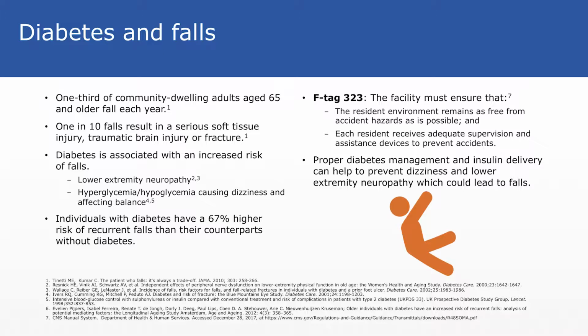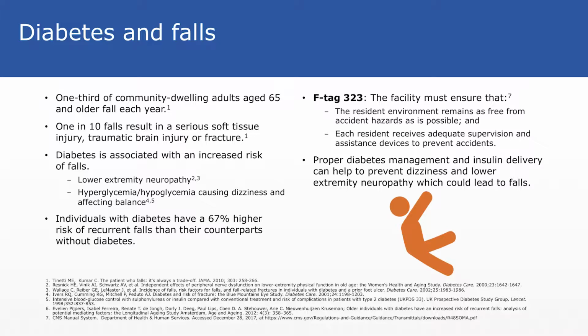FTags and quality measures exist specifically to address resident falls. FTag 323 states that the facility must ensure that the resident environment remains as free from accident hazards as possible, and that each resident receives adequate supervision and assistance devices to prevent accidents. Ensuring that residents with diabetes are managed properly can help prevent dizziness and lower extremity neuropathy, reducing the risk of falls in this population.